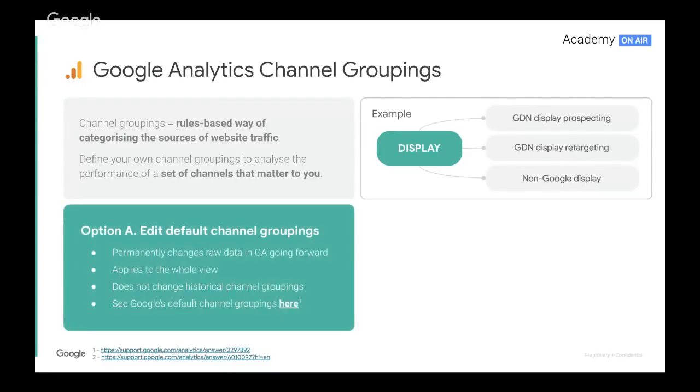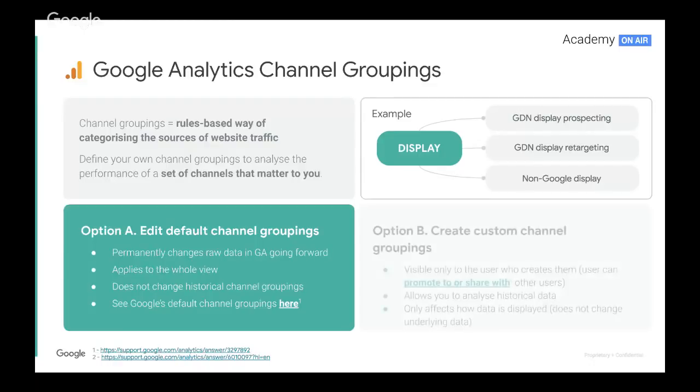So the first is option A. This is where you can edit your default channel groupings yourself. So with option A, you're editing the default channel groupings, and then with option B, you're creating custom channel groupings here. So they're two very, very different approaches. Neither one is going to be the right way to do it. You want to make sure to choose the one that's right for you.